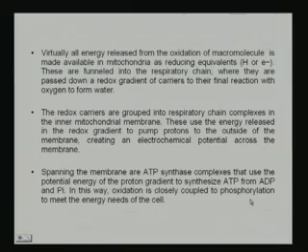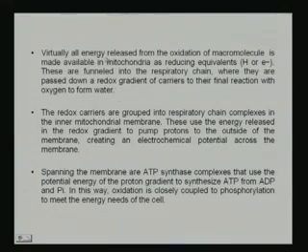Now, in conclusion, what we can say is that virtually all energy released from the oxidation of macromolecules is made available in mitochondria as reducing equivalents, that means the hydride ions and the electrons. These are funneled into the respiratory chain, where they are passed down a redox gradient of carriers to their final reaction with oxygen to form water.